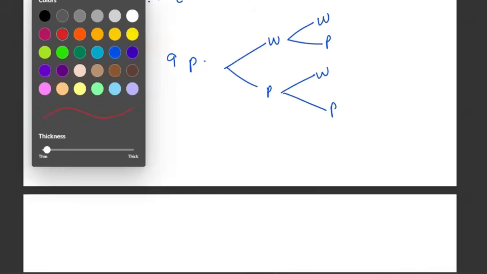Okay, how is the tree diagram going to look like? So first, we can have a white or we can have a pink. If the first sweet to be eaten was a white, the second one can be a white or it can be a pink. If the first one was a pink, the second one can be a white or it can be a pink. Then let's indicate the probabilities.